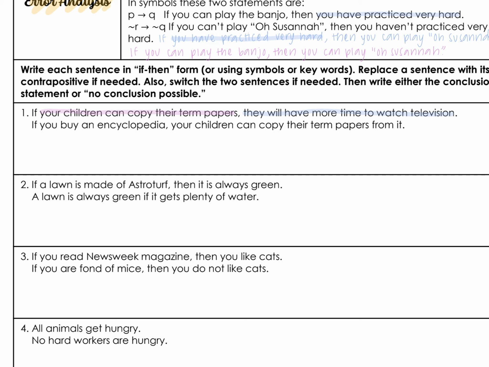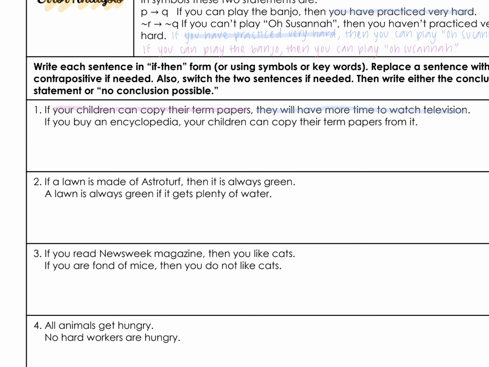Then in the second sentence, it says, "if you buy an encyclopedia." Well, that wasn't used up above. That wasn't talked about there. So I'm going to come up with a different color just so that I know that it's something different. "Your children can copy their term papers from it." Well, that was mentioned up above. That was my P, that pink one I used. So I'm going to highlight that in pink.